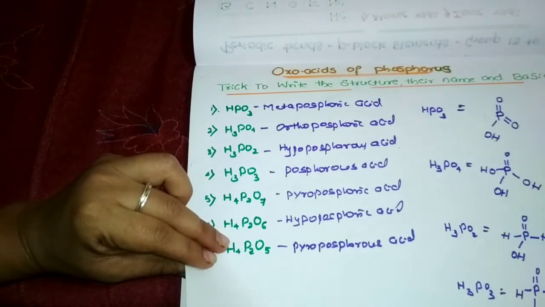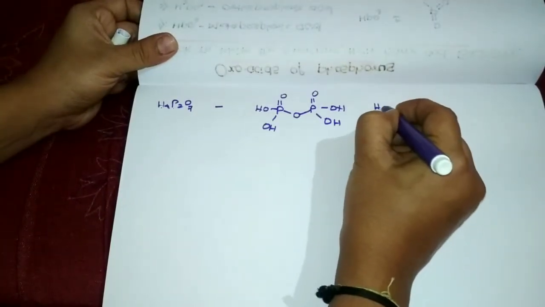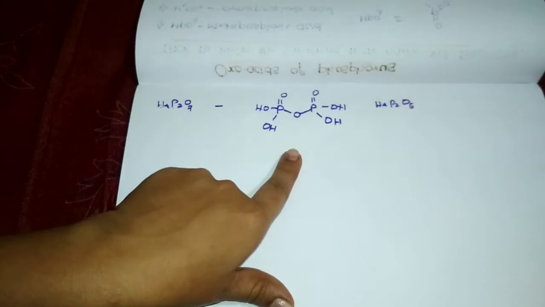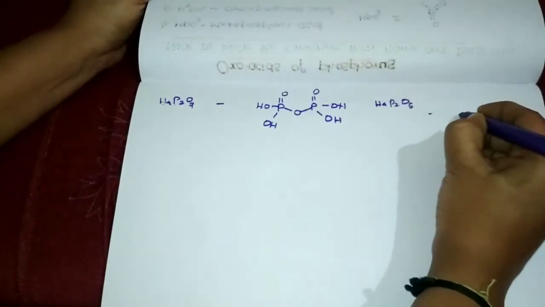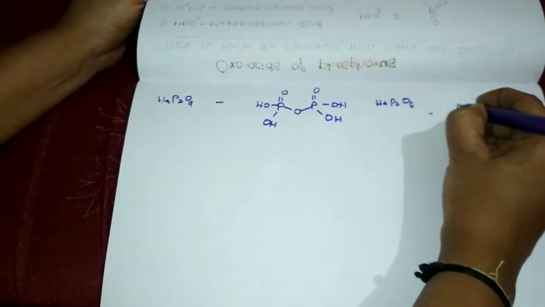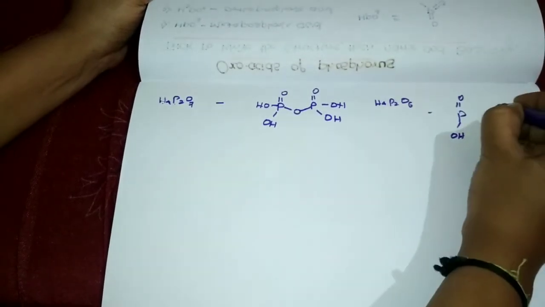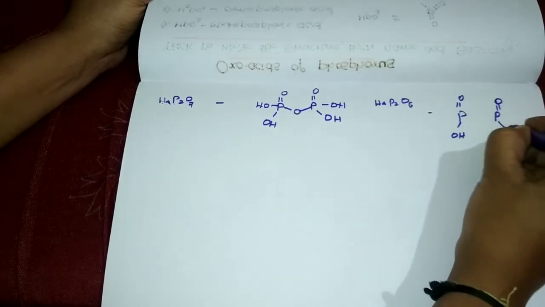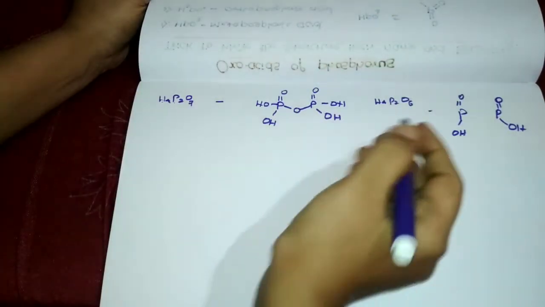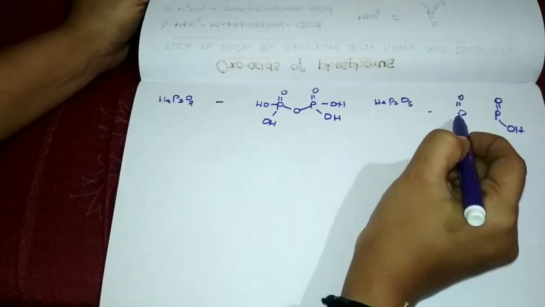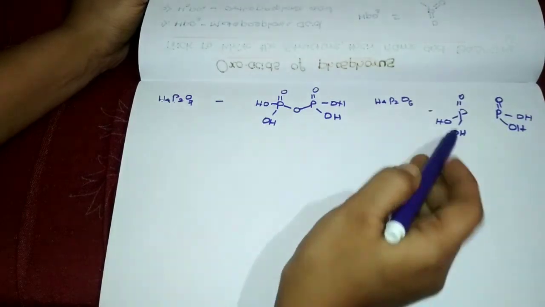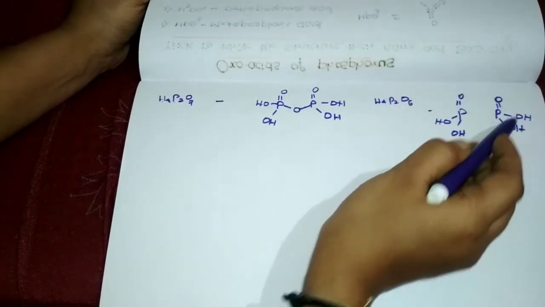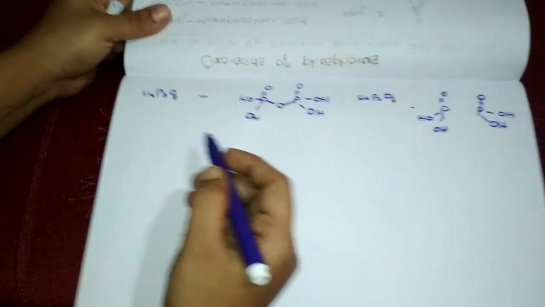Now the next one is H4P2O6, quite simple. If you are able to write the previous one, then you are definitely able to write this structure as well. How, dear students? Similarly write 2 phosphorus, double bond O and OH. Here also double bond O and OH. Now what do we have? H4, so OH over here, OH over here. 1 2 3, 1 2 3, 6 oxygen have been satisfied, dear students.